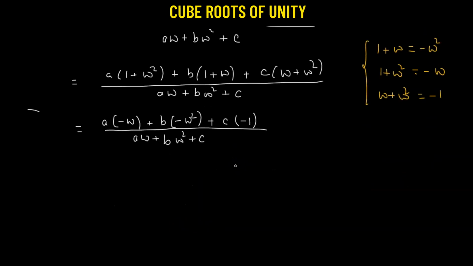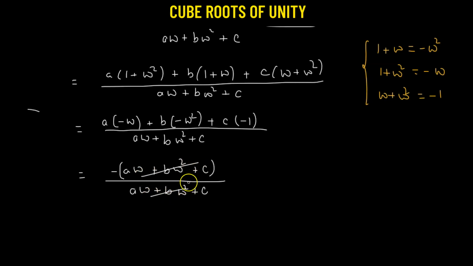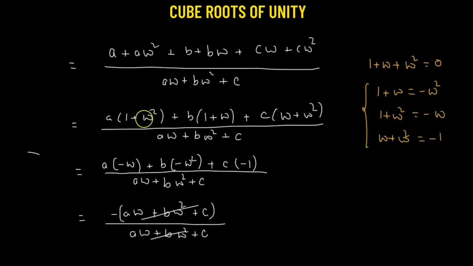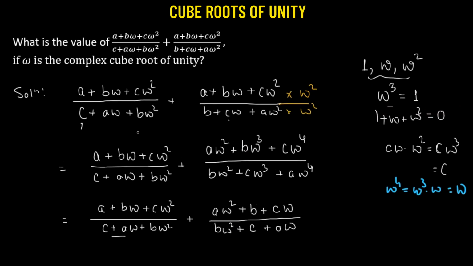That means in the numerator, now we have negative a omega minus b omega squared minus c, divided by a omega plus b omega squared plus c. Now if we take negative as the common factor in the numerator, we have negative times (a omega plus b omega squared plus c), and the numerator and the denominator factor out to leave us with negative 1. So this is going to be the value of the given expression, provided omega is a complex cube root of unity. So this is negative 1.